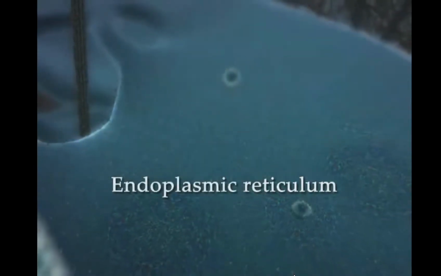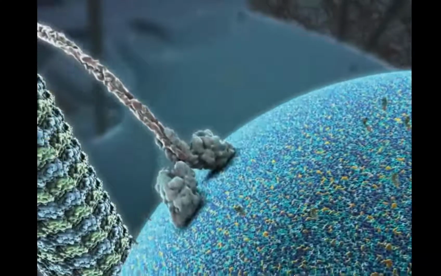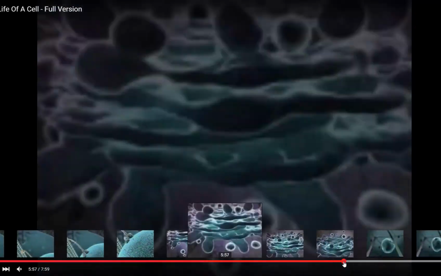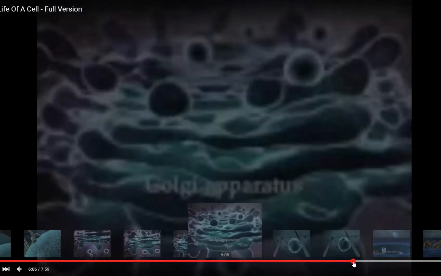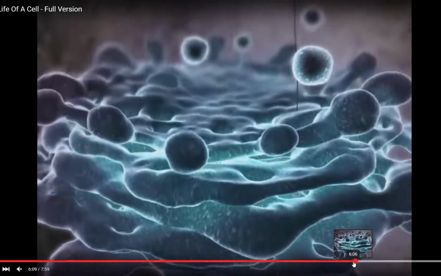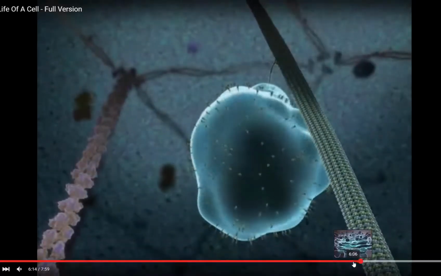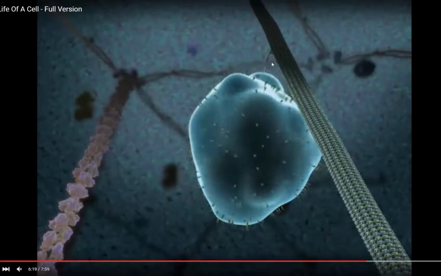Here's the endoplasmic reticulum. There's another motor protein, another vesicle. And all this is going on the inside of all your cells. That's a Golgi body. That's kind of cool to watch. It packages material for inside the cell or extracellular transport. They do like those motor proteins.